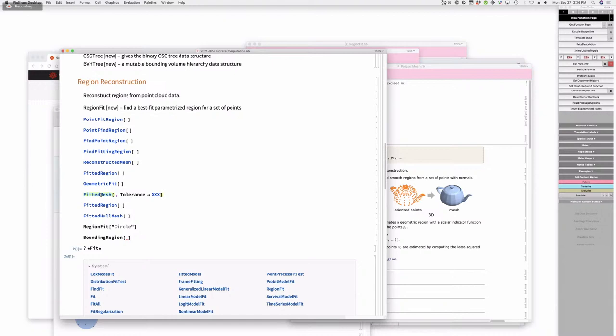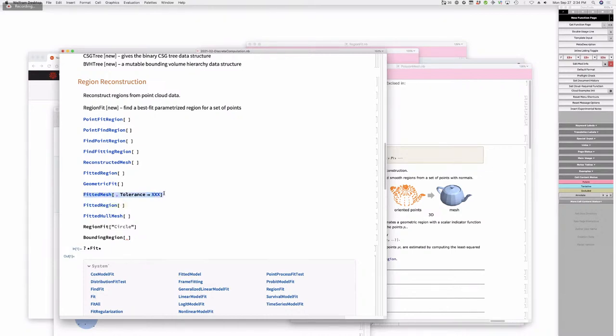It's a little weird though, because the first usage of convex hull region is just convex hull mesh, is it not? I'm looking at the documentation. If you get a list of points, the convex hull is the same as convex hull mesh. Well, so we could do the same thing here. Fitted region could allow as one of its primitives, mesh.